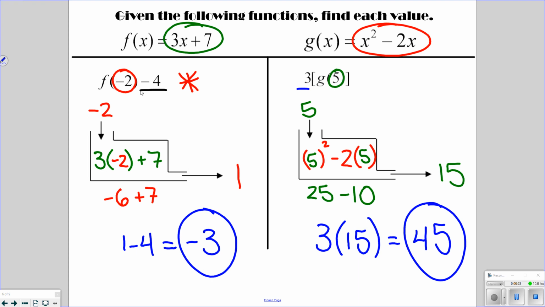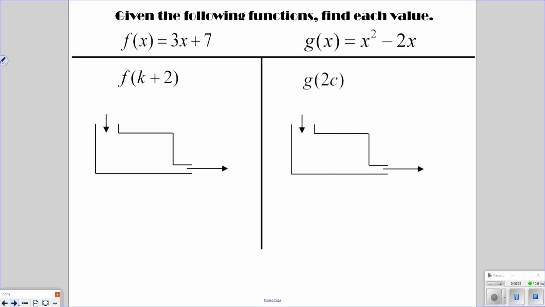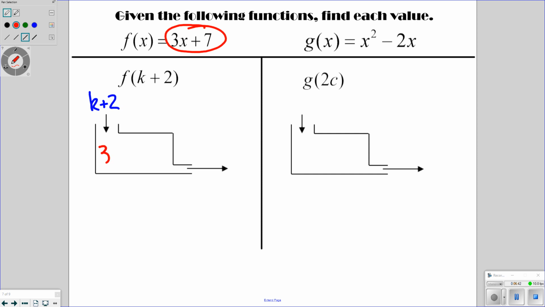We'll keep moving here. Here we have an input of k plus 2. So our rule is 3x plus 7. So I'm going to say 3. Instead of an x, I'm going to plug in a k plus 2.